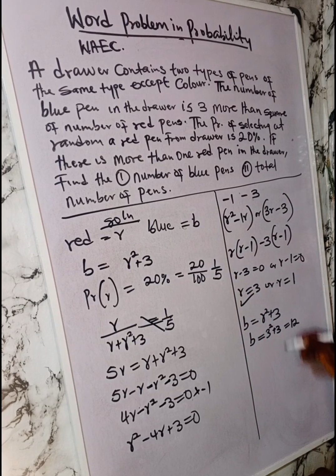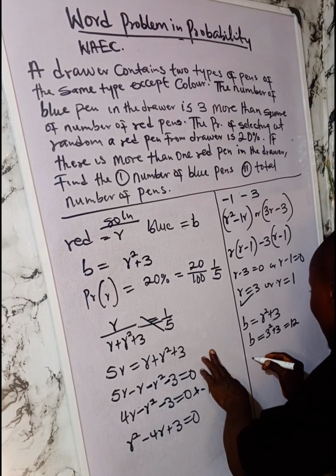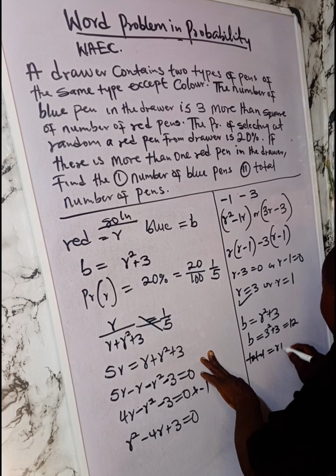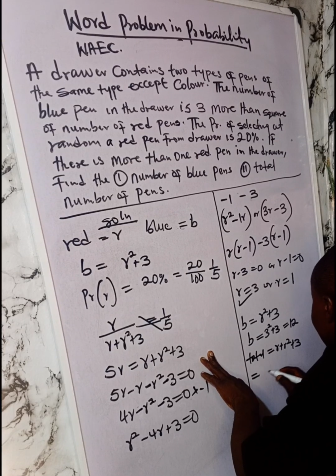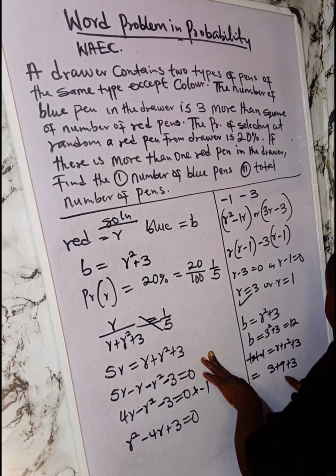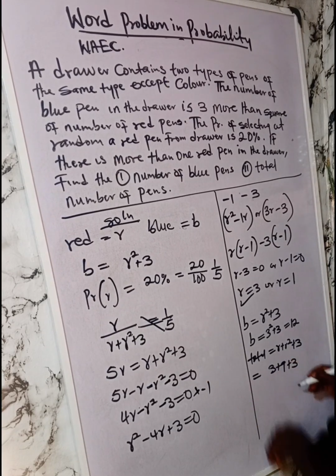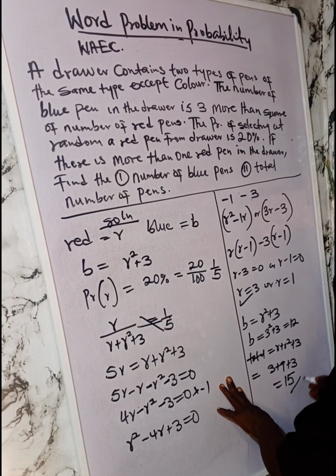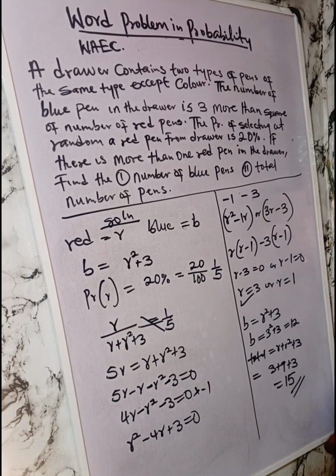Then the total number of pens is equal to R plus R squared plus 3, which is equal to 3 plus 9 plus 3, because we have 3 here and R squared is this. Everything is equal to 15. That means we have 15 pens in the drawer. Sorry, we have 16 pens in the drawer.